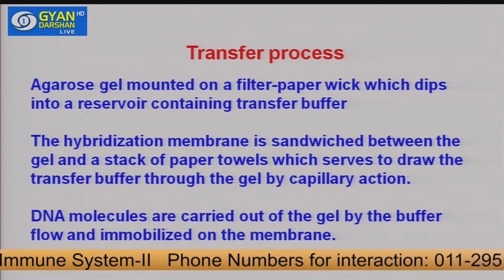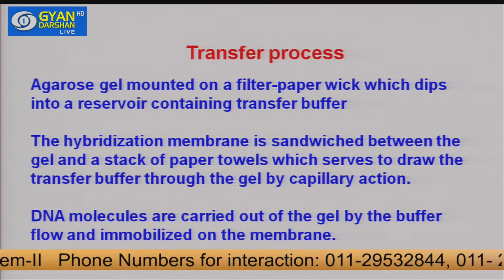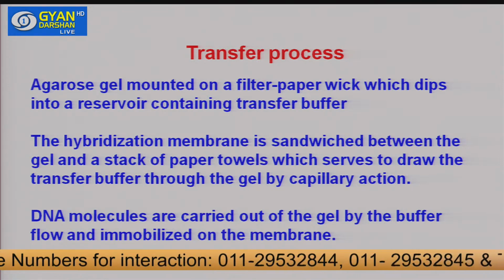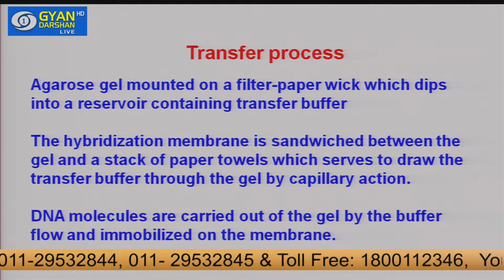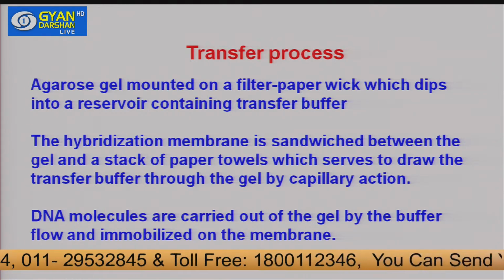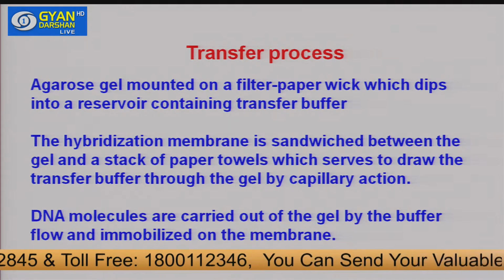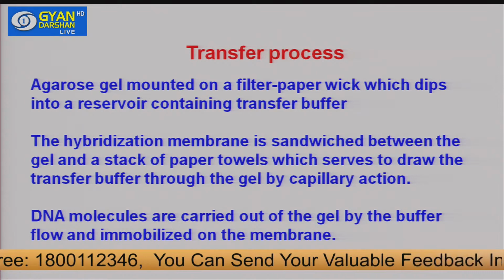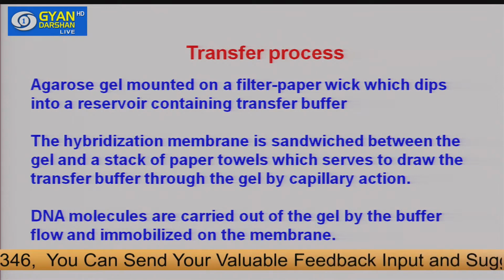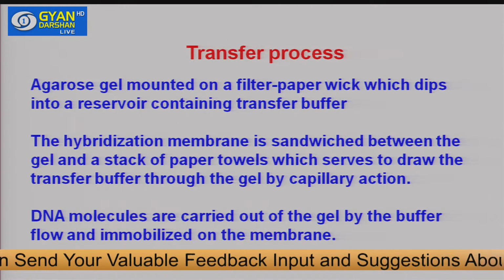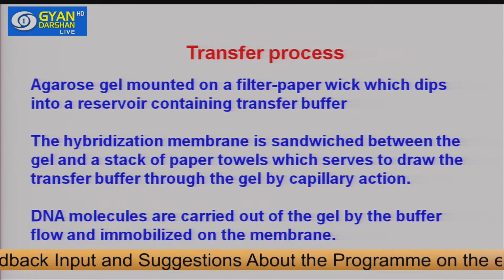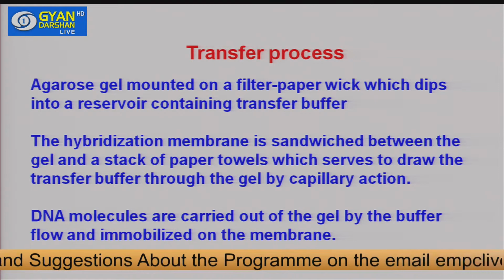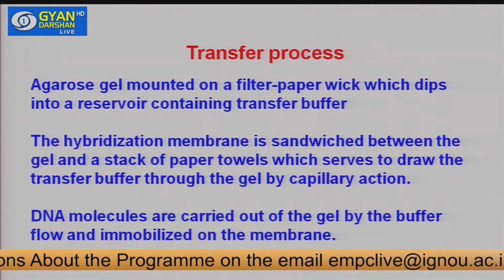So the agarose gel is now mounted on a filter paper wick which dips into a reservoir containing transfer buffer. The transfer buffer which we normally use in this connection is SSPE. We call it saline sodium phosphate EDTA. So we normally use this, or sometimes we use SSC, that is saline sodium citrate. So this is actually the transfer buffer.